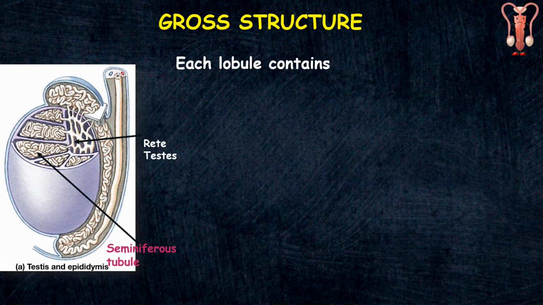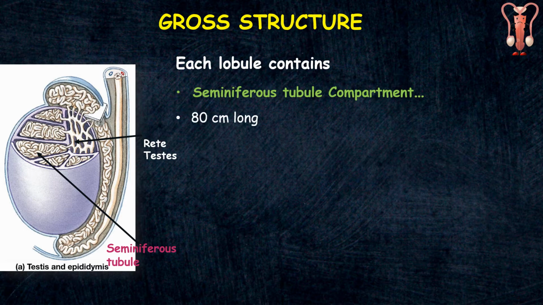Testis: each lobule of the testis consists of a seminiferous tubular compartment and an interstitial compartment. The seminiferous tubule compartment of each lobule contains about 2 to 3 seminiferous tubules. The seminiferous tubules constitute about 90% of the total testicular volume. Each of them is around 80 centimeters long.